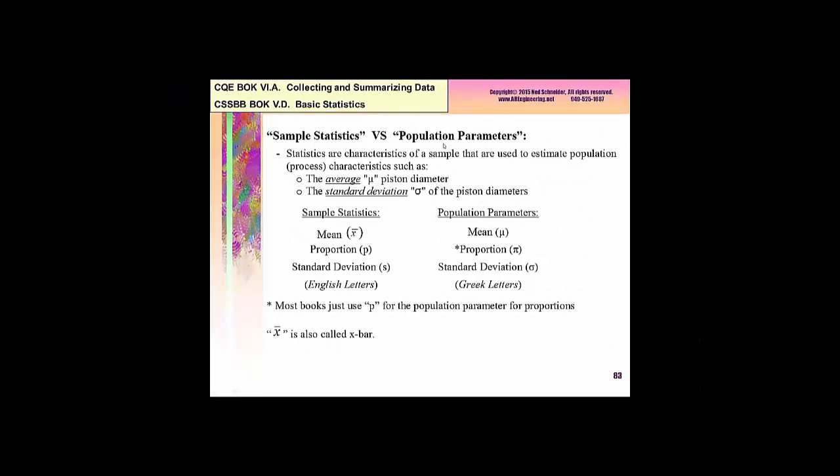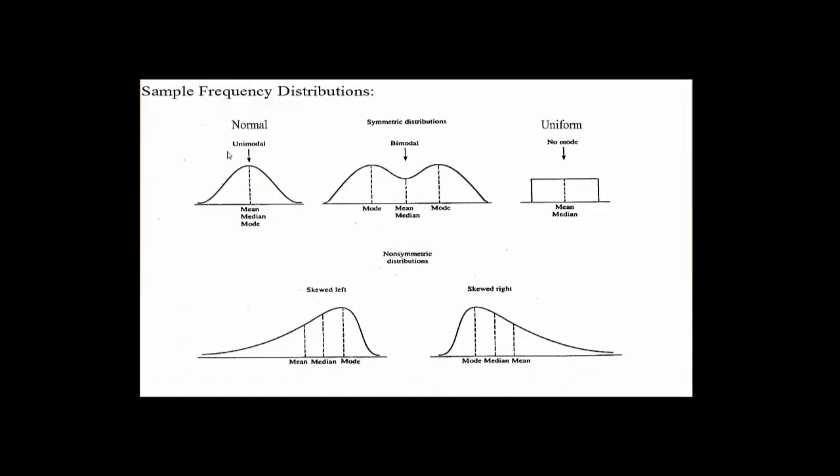Sample statistics versus population parameters. When we collect data, it is wise to plot the data and see what kind of frequency distribution we get for the data. And here we have three examples of symmetrical distributions. The first one is normal, and that's a bell-shaped curve. And you can see that it's unimodal, one mode, and that the mean, the median, and the mode are all at the center.